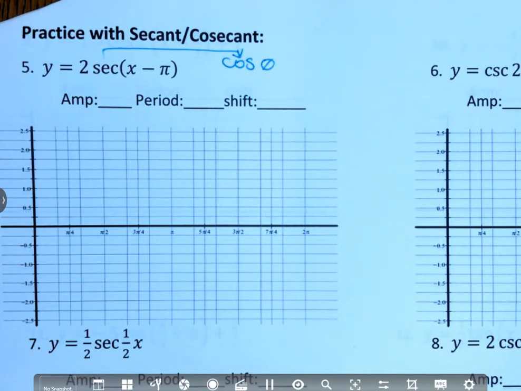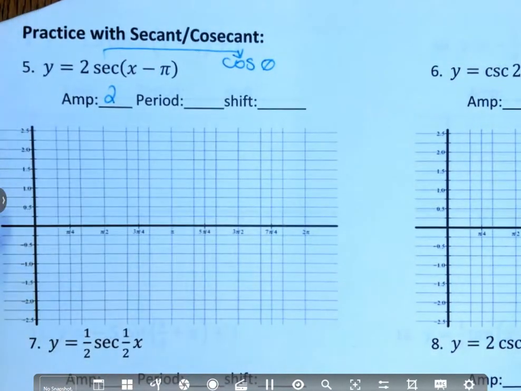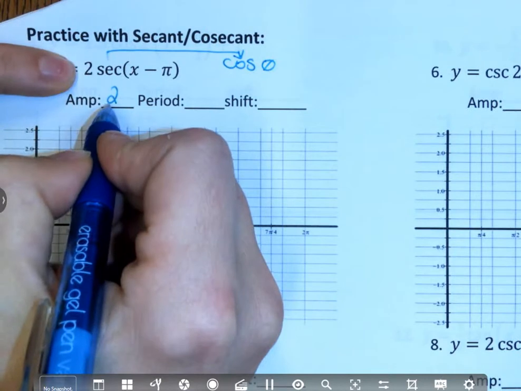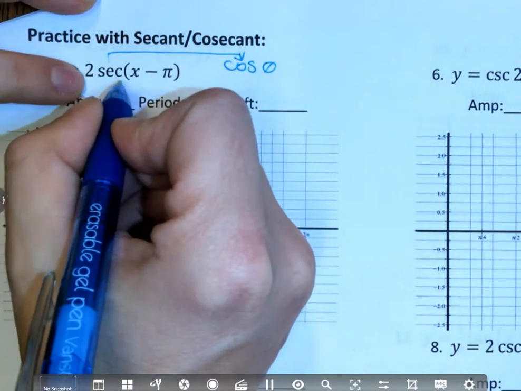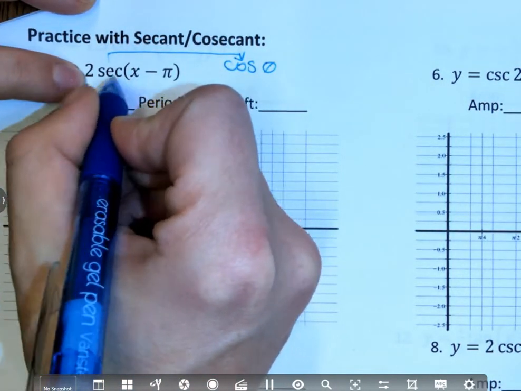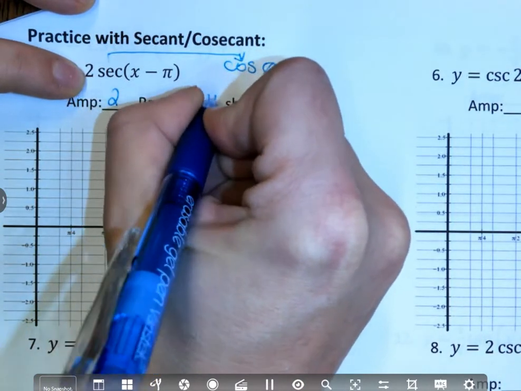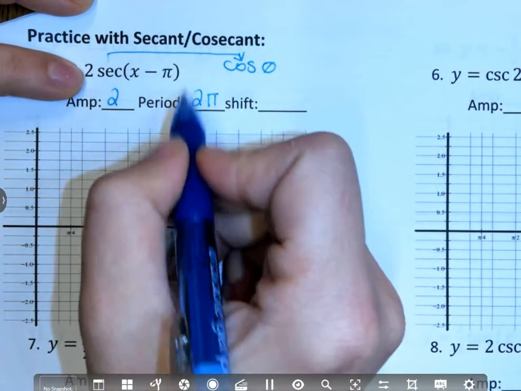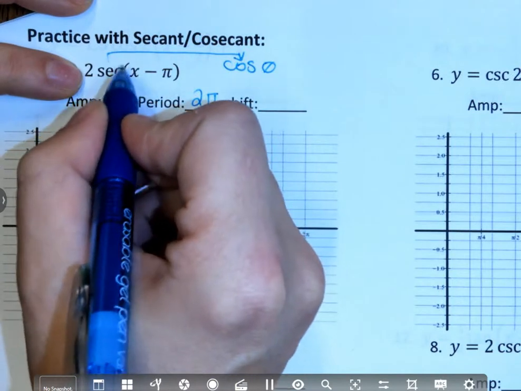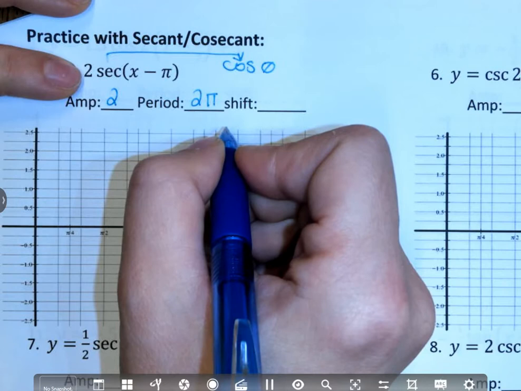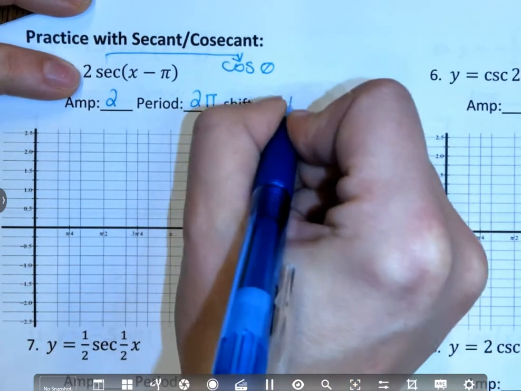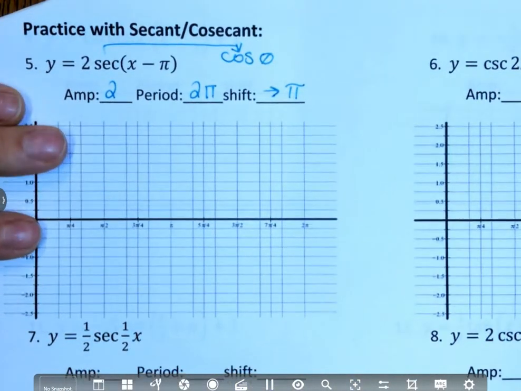What would the amplitude of that cosine graph be? 2, because the number out front is my amplitude. What is the period length for this guy? 2 pi, because there is no number between the x and the trig ratio. So it's just 2 pi. I don't have any vertical shifts. I don't have any multiplier to pull out. So what kind of a horizontal shift do I have? Right pi, because inside we always do the opposite.